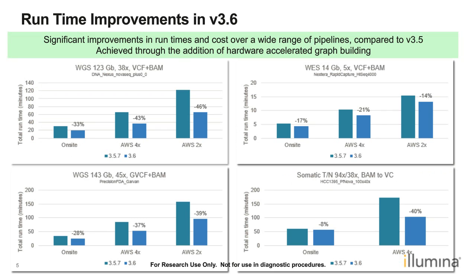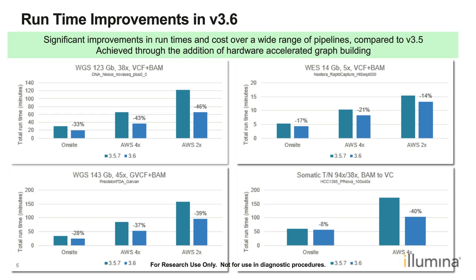Sorry about that. So what we are showing here on slide 5 is the benchmark of a whole human genome at about 38x coverage, and we are comparing the speed from 3.5, which was a previous release, to 3.6. On the on-site solution, you can see that the speedup is about 33% for this sample to generate VCF and BAM files. And then the speedup is even more dramatic in the cloud.